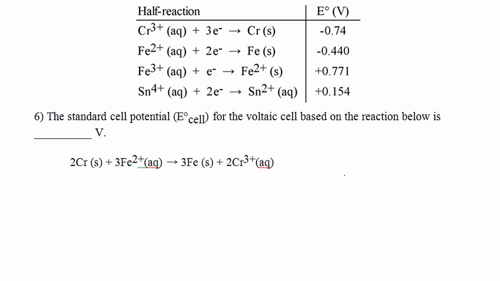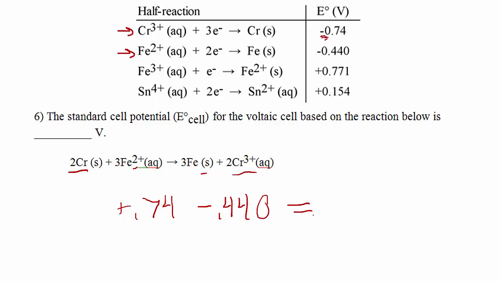Number six: the standard cell potential for the voltaic cell based on the reaction below is blank. So again, chromium goes from 0 to plus 3. I found the opposite, so I have to take the opposite sign. So it's going to be positive 0.74. And the iron is going from plus 2 to 0. I found it right here, and I'm just going to use the same sign because it's the same reaction. So I get positive 0.74 and negative 0.440, and they combine to give me a positive 0.30 volts. So that's just how you do it.